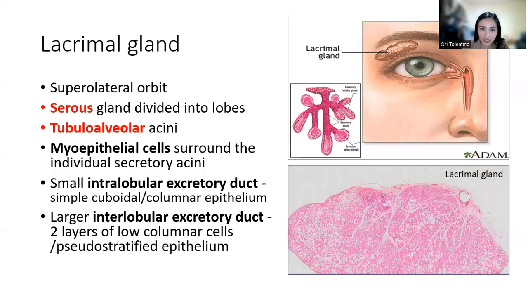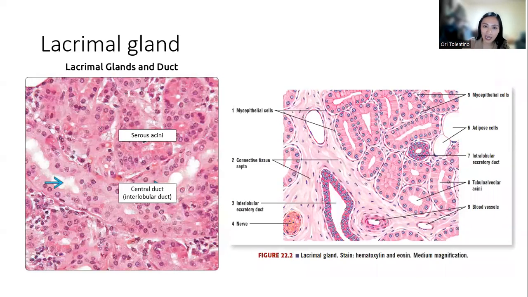I'll show you a picture of these ducts later. This diagram is from the book, and to the left is a histologic section of a lacrimal gland from another source. This is not what we have in our slides, but it shows a better picture. You can see in the book diagram, we have serous cells in the acini and a central duct, or interlobular excretory duct, within the connective tissue of the gland separating the lobes.